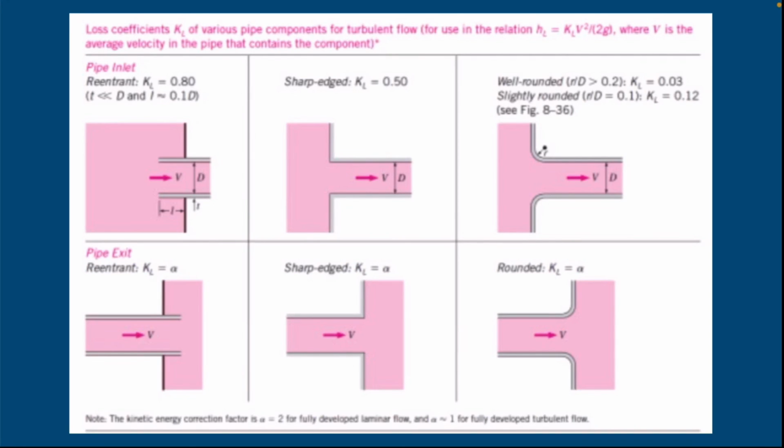Now, for different types of fittings in a pipe, there are also different values for K, such as in the image here. We can see that they are different from each other and have different K values. In the first one, the K is 0.8, and the second, which is sharp edged, the K is 0.50, and so on, just like what we can see here in the images.